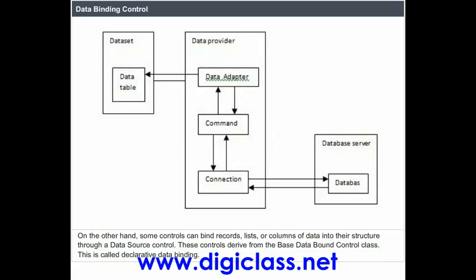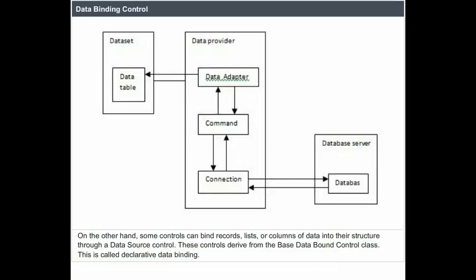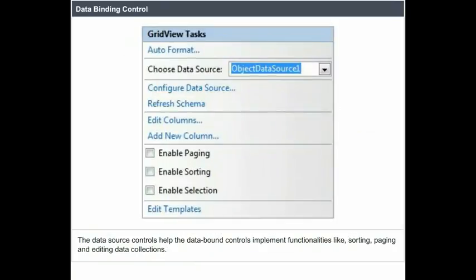On the other hand, some controls can bind records, lists, or columns of data into their structure through a data source control. These controls derive from the base DataBoundControl class. This is called declarative data binding. The data source controls help the data bound controls implement functionalities like sorting, paging, and editing data collections.